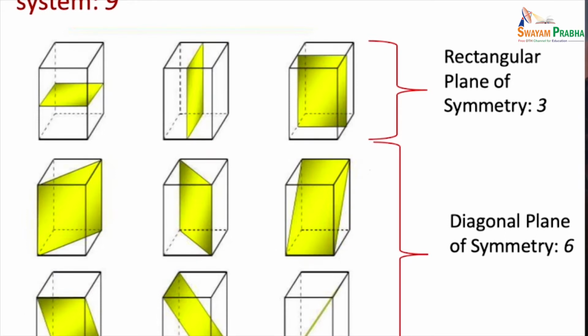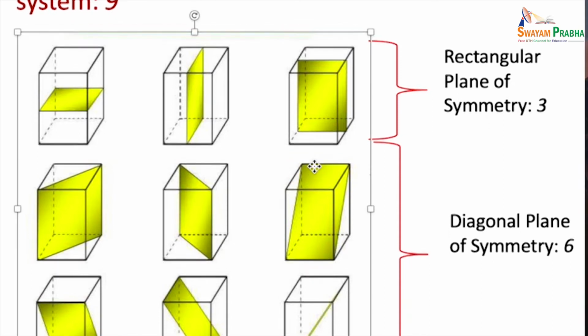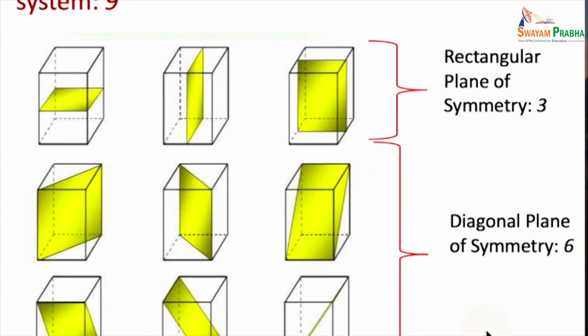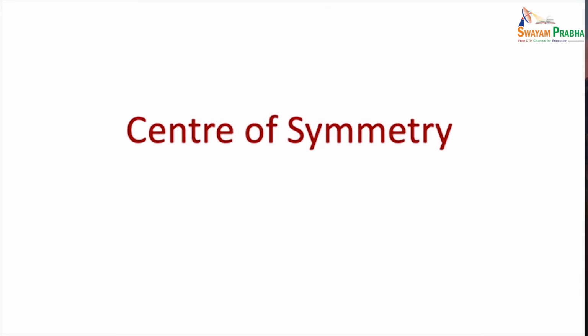So such diagonal planes of symmetry can be 6, one for each pair of opposite edges. So you have 6 diagonal planes of symmetry and 3 rectangular planes of symmetry, which are for the two opposite faces. And how many faces are there? 6 faces are there. So how many pairs are there? 3 pairs are there. So 3 rectangular planes of symmetry. So total 9 planes of symmetry are there for the crystal in a cubic system. Right? Now let's look at the center of symmetry. So what is a center of symmetry?